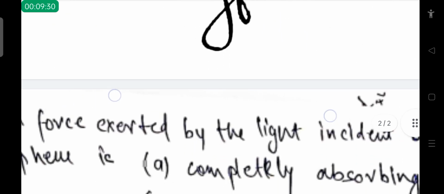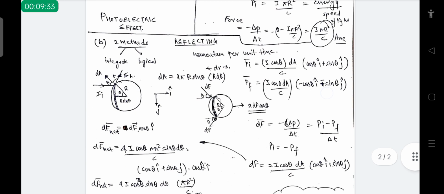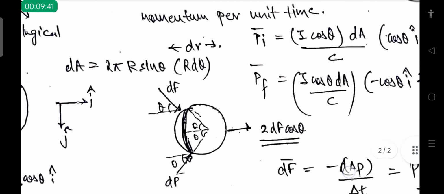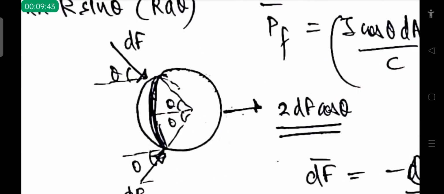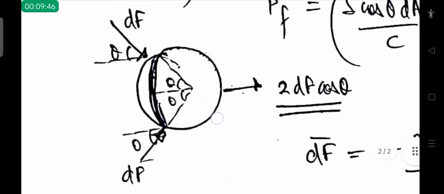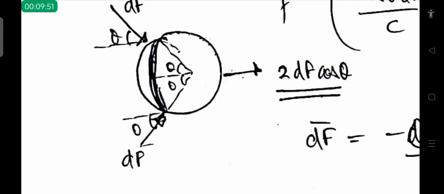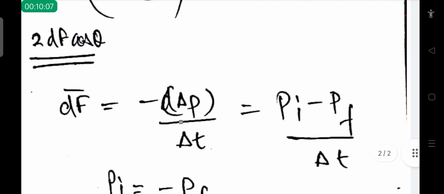Now there is also one thing you need to understand. Focus on the right part here. If we see this figure, we are saying that dF force is acting like this towards the center, and if I take another dA part at the same angle theta, dF force will be acting towards the center, right? Now if we take the components of these, the net would be towards the right and the vertical components will cancel each other.